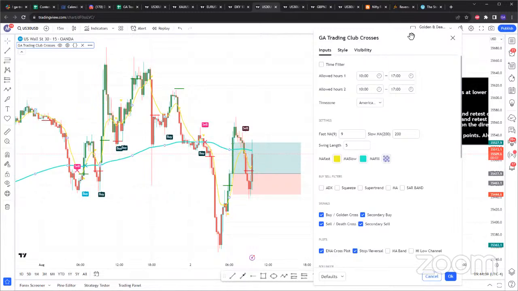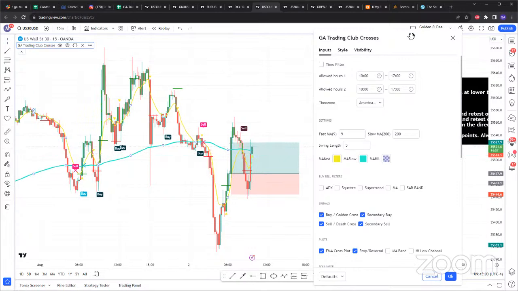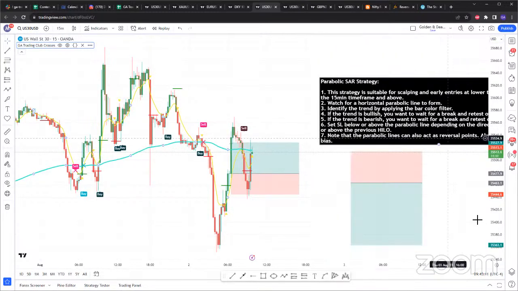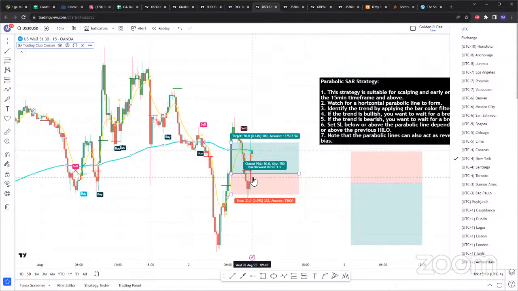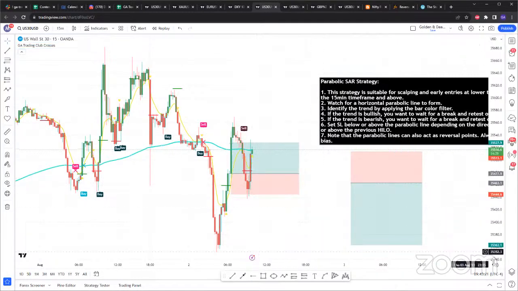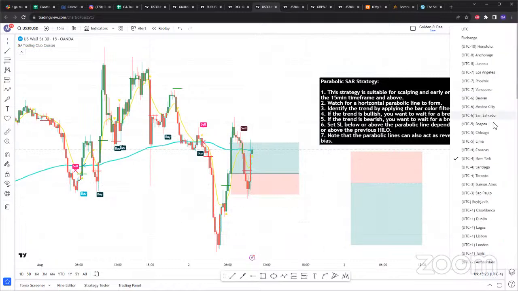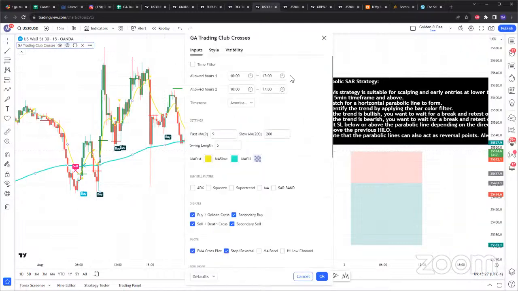You don't want to trade any of my strategies between 3 p.m. Eastern Standard Time and 11 p.m. Eastern Standard Time, because that time allows for a lot of volatility and maybe manipulation in the market. You can see on the bottom right, my time zone is UTC-4 New York, which is the Eastern Standard Time frame. So that's the first thing: make sure you have the right setting selected down here.